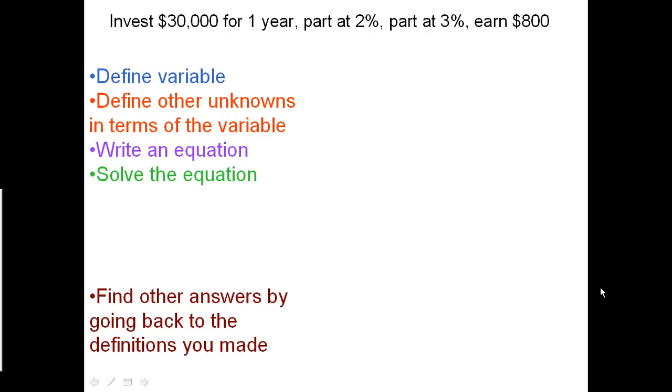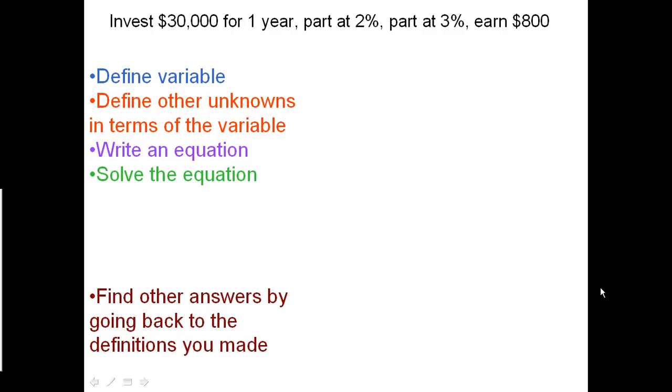Basically, we want to know how much was sold. The question will be, how much did we invest at 2%? How much did we invest at 3%? Or they might just ask you one of those. But usually, they'll ask both. So how much was invested at 2%? How much was invested at 3%?